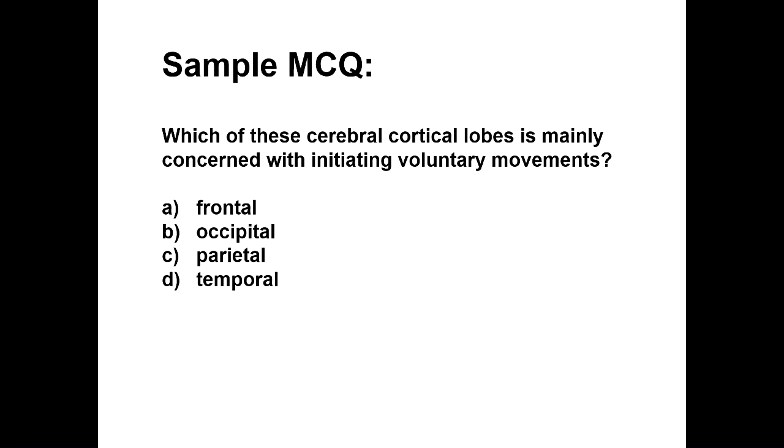Okay, so we'll just finish with a sample multiple choice question, the type of thing that we're likely to ask you in the exam that is due to take place hopefully in May or June of next year. It's a really simple question, just to kick us off. Which of these cerebral cortical lobes is mainly concerned with initiating voluntary movements? They're in alphabetical order: frontal, occipital, parietal, temporal. I'm not going to give you the answer. I'm pretty sure that you probably know it already, but please don't say B, occipital, because that's wrong. Occipital, of course, is vision.